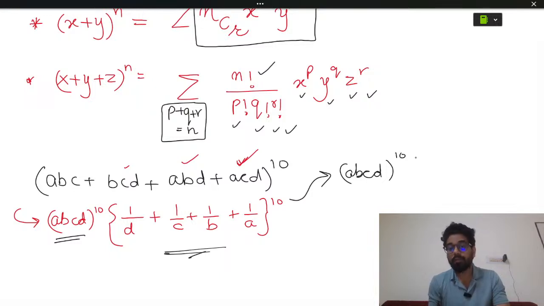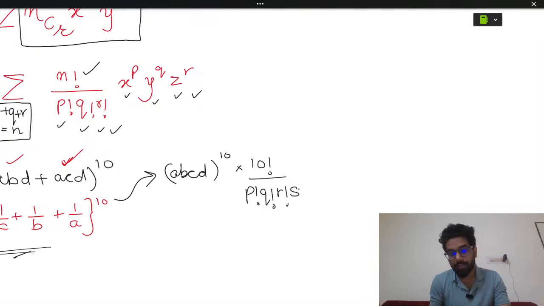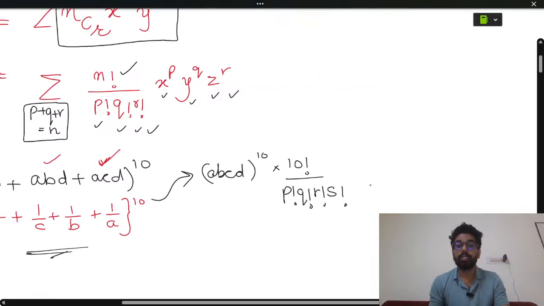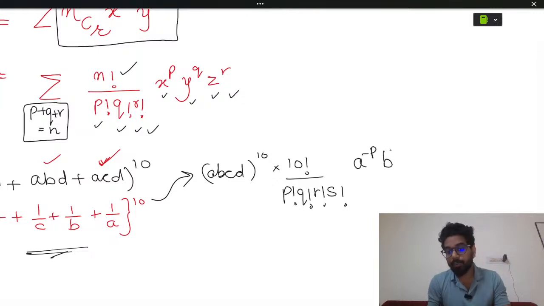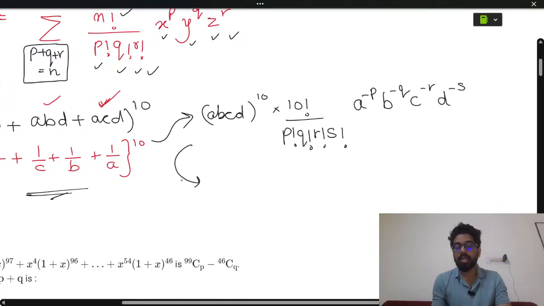Power 10. Now what will be the general term of this? It's 10 factorial divided by P factorial, Q factorial, R factorial, S factorial, into, now let's say 1 by A is for P, so 1 by A to the power P, so can I write A to the power minus P? Same way B to the power minus Q, C to the power minus R, and D to the power minus S. Okay. Now I will write the final, this is a general term I am writing.